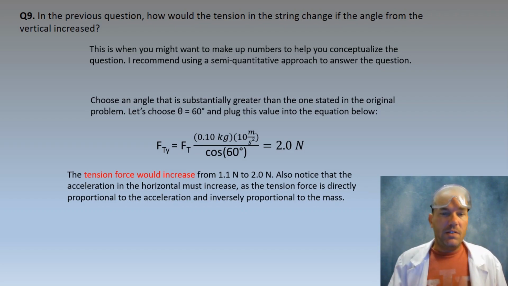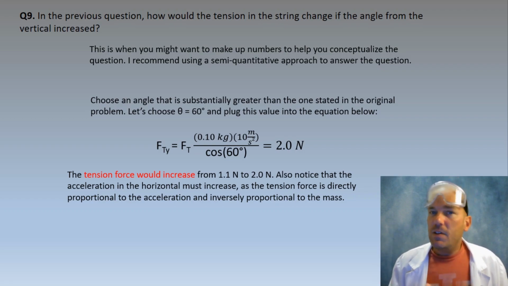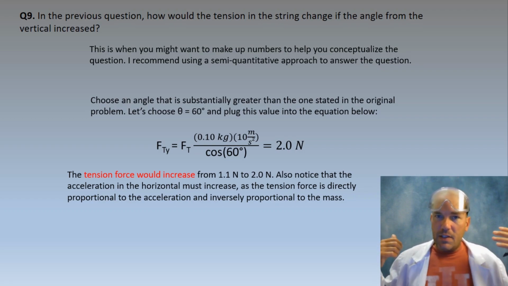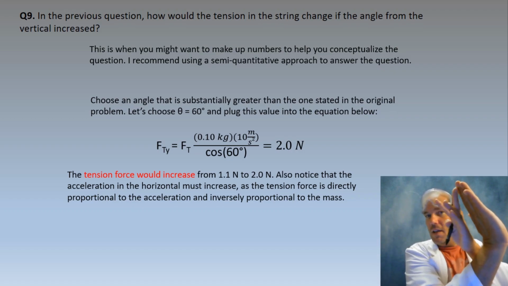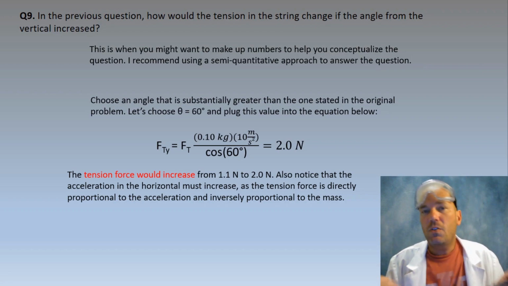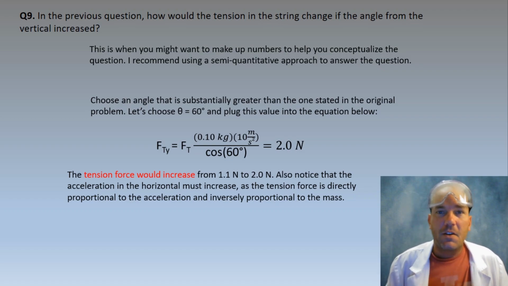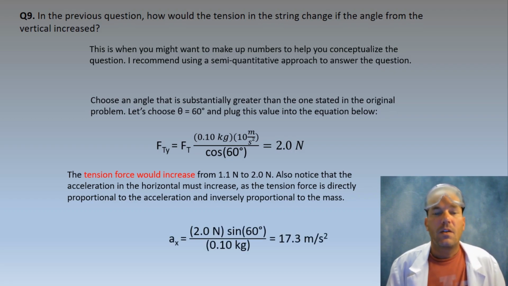I also want you to notice that acceleration in the horizontal must also increase because the force of tension is directly proportional to the acceleration. However, it is inversely proportional to the mass. So this should make sense. If the vehicle is accelerating at a greater magnitude, then the dice are going to swing and make a greater angle theta because the vehicle's moving off, say, to the right with a greater acceleration, okay? Which means the force of tension is also going to increase, okay?